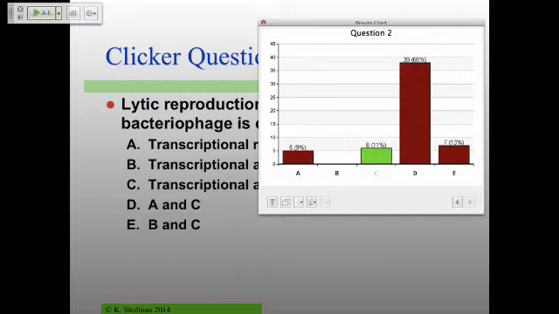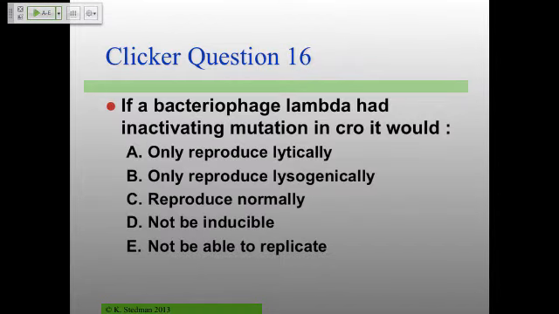So select our answers. And our next question, which kind of leads into this: if a bacteriophage lambda had an inactivating mutation in Cro, it would only reproduce lytically, only reproduce lysogenically, reproduce normally, not be inducible, not be able to replicate.